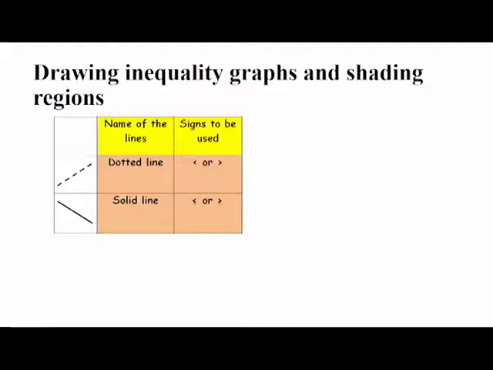When we are drawing our inequality graphs, these are the types of lines that we mostly have. We have dotted lines, which are used with either less than or greater than. And then we have a solid line, which is used with less than or equal to, or greater than or equal to. You should know which one to use, and it depends on which inequality was given.